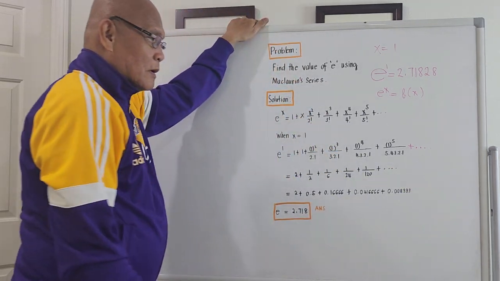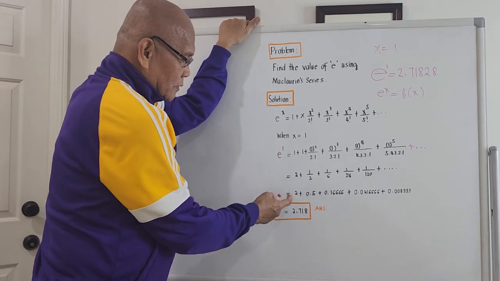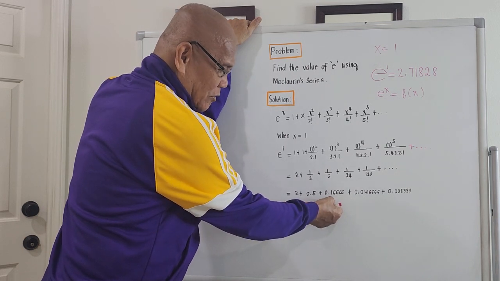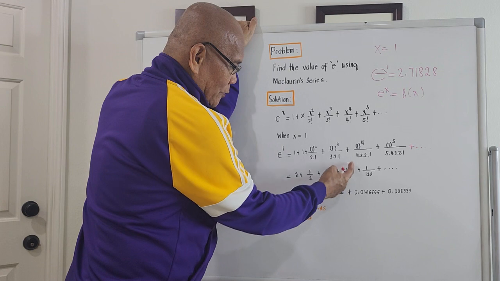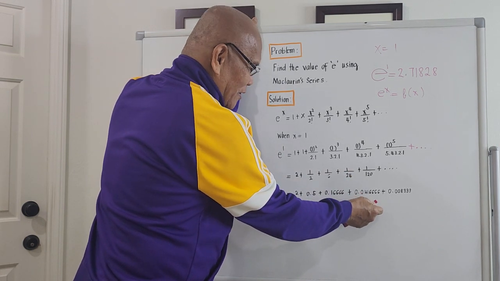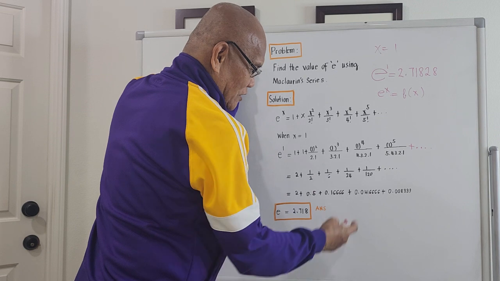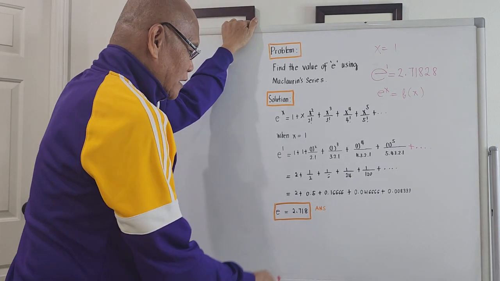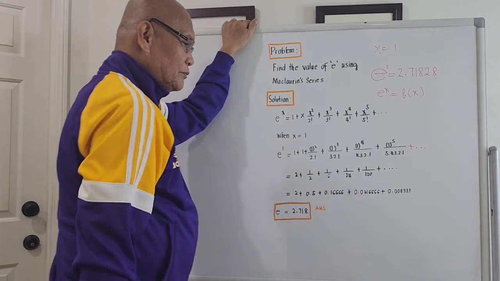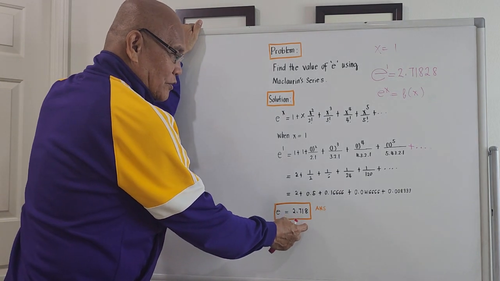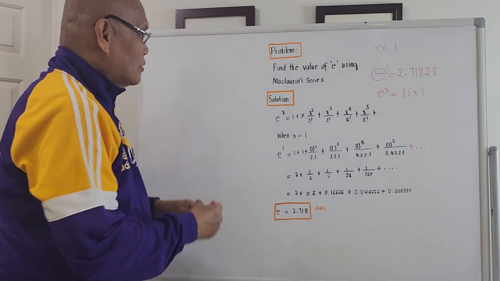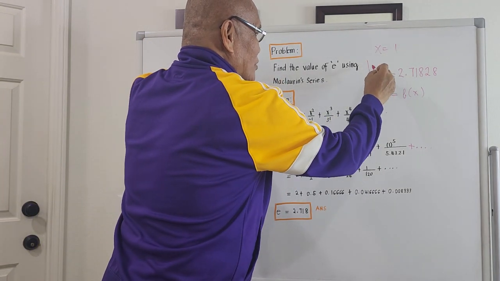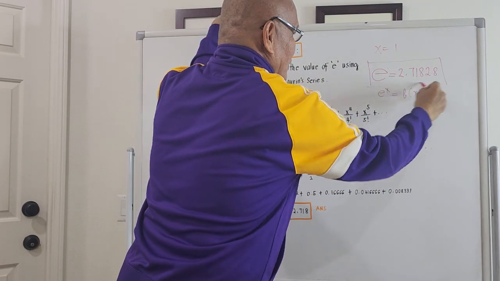plus some very negligible values. And if we simplify this, 1 over 2 is 0.5, 1 over 6 is 0.1667, or approximately 0.167. 1 over 24 is approximately 0.04167, plus 1 over 120, that is 0.00833. And if we take the summation of this, it is approximately 2.718. So the base of the natural logarithm, which is e, was actually derived by using this Maclaurin series expansion.